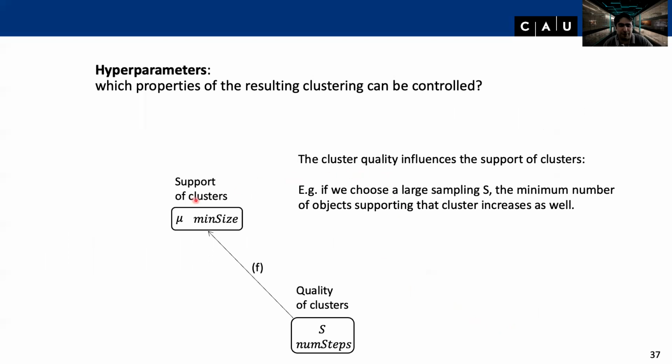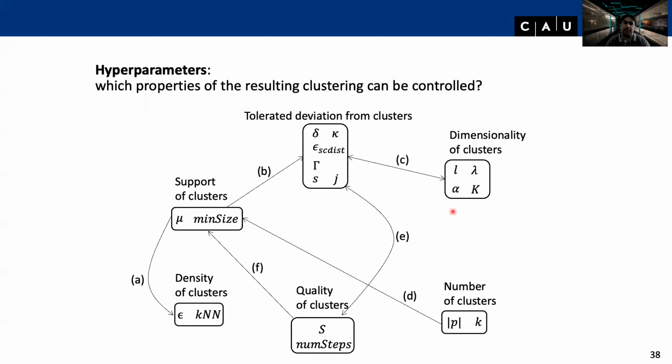So we have the support of clusters and the quality of clusters. The cluster quality influences the support. So if we choose a large sampling S, as we had before, then the minimum number of objects supporting that cluster increases as well. So if we say we want to sample 500 objects, then in that particular cluster there also should be at least 500 objects. And taking all of these single puzzle pieces together, we get this figure of what is related to which parameter.